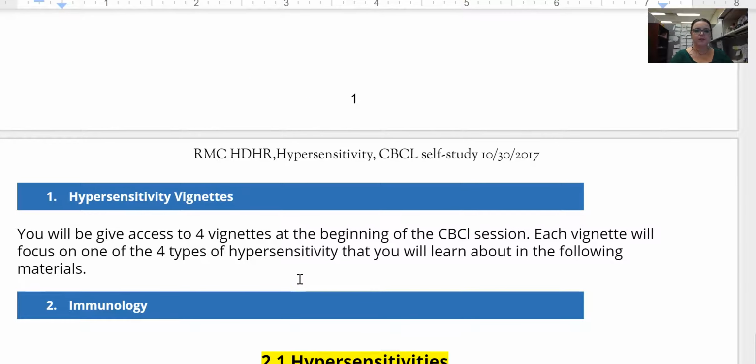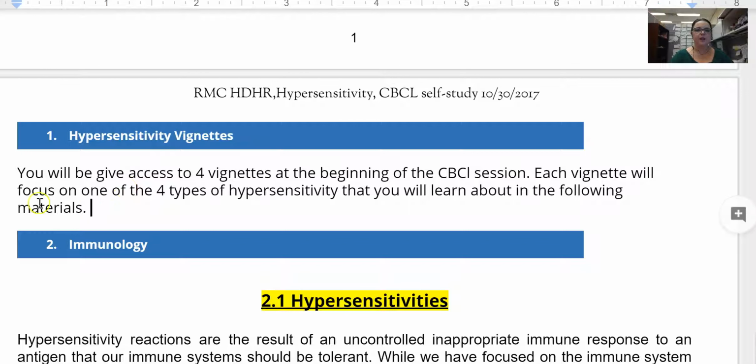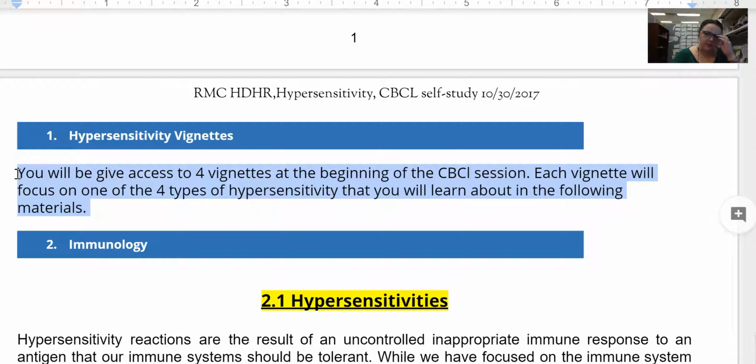Okay, so let's go through the actual packet. First off, the hypersensitivity vignettes. We're going to do this a little differently than we've done some of the other cases. So you're not going to be given the case in advance. You're going to be given the cases when you walk into the room. There are 4 different cases, and they're not quite as long as a standard CBCL case, but they're also not as short as a standard CBCL vignette. They're somewhere in between. And the idea is that you'll be able to read through these and, from the problem cues, figure out which type of hypersensitivity each patient is suffering from.